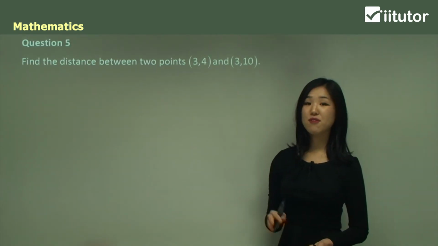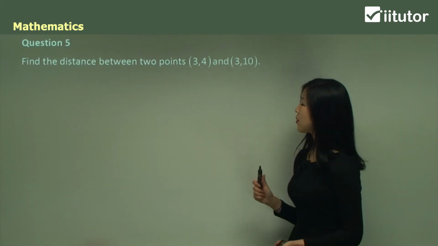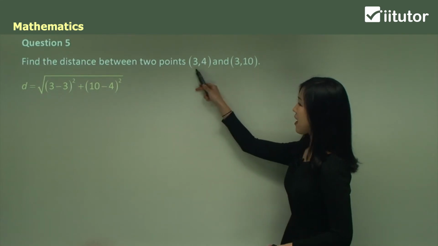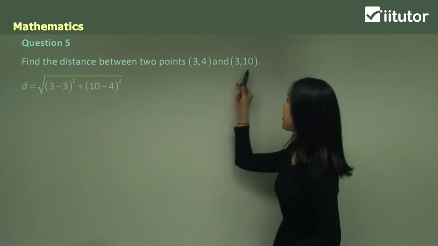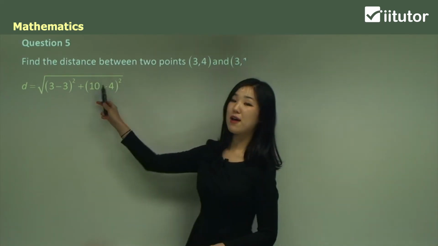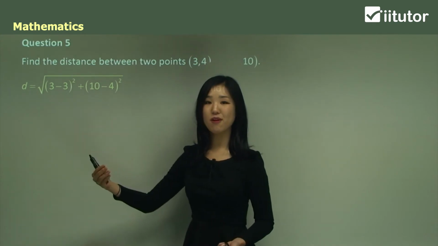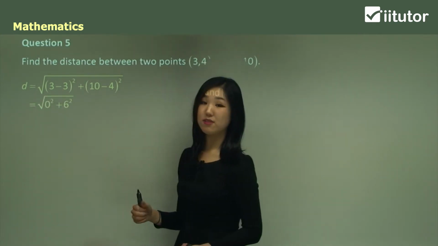Again, guys, with question 5, I want most of you to have a go at this on your own. So what I'm going to do is just apply my distance formula. x2 minus x1, so 3 minus 3 for the first one, and then y2 minus y1, so 10 minus 4 for my second bracket. Now we know that 3 minus 3 is 0, so we have 0 squared for the first one, and then 10 minus 4 is 6, so 6 squared.